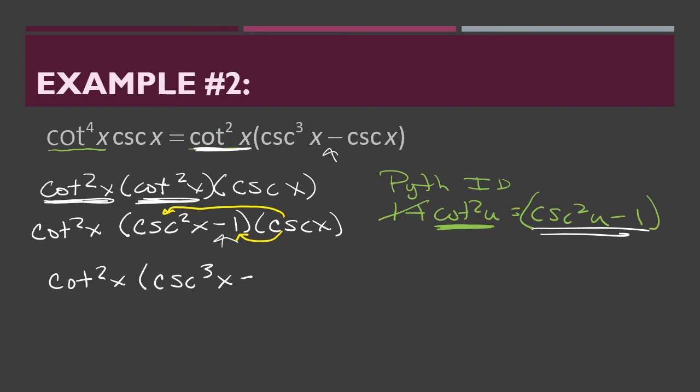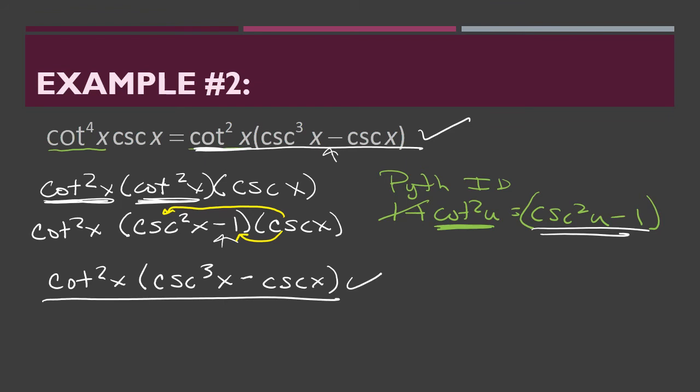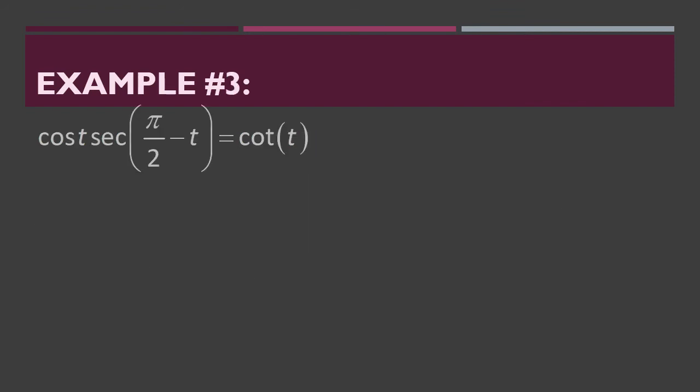Bring down my minus sign. And then 1 times cosecant x is cosecant x. And now my left side looks like the right side of my original problem, and that tells me that this problem is now complete. This will get easier, and it's impossible for me to show you every single little quirky thing you're going to run across, but I'm going to do my best.